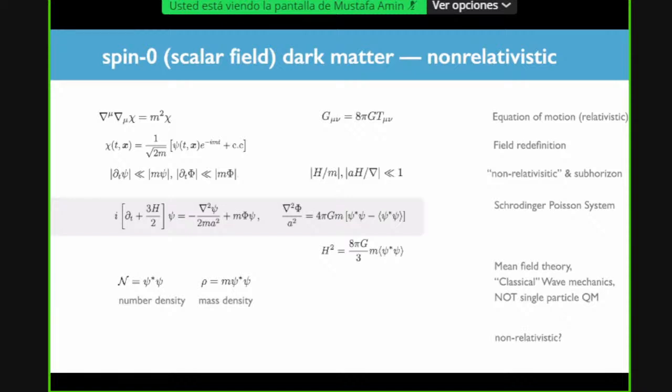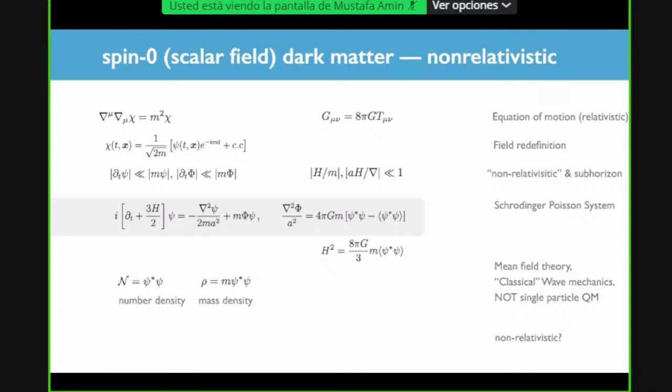I did a field redefinition and derived for you, under appropriate approximations, subhorizon and slow time variation for this field psi, the system called the Schrodinger-Poisson system. This is the Schrodinger equation. This is the Poisson equation. The scale factors and stuff appear because we are doing this in an expanding universe.